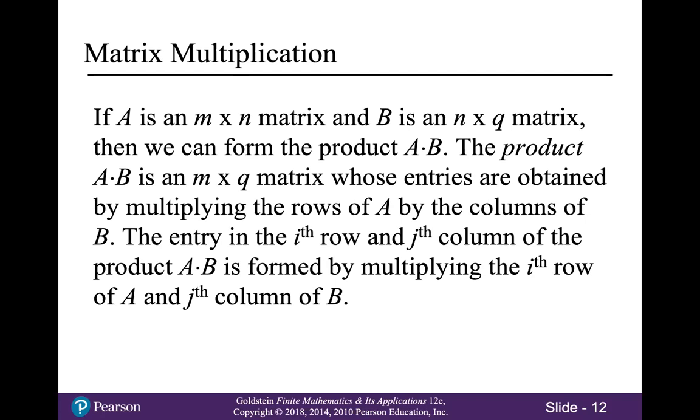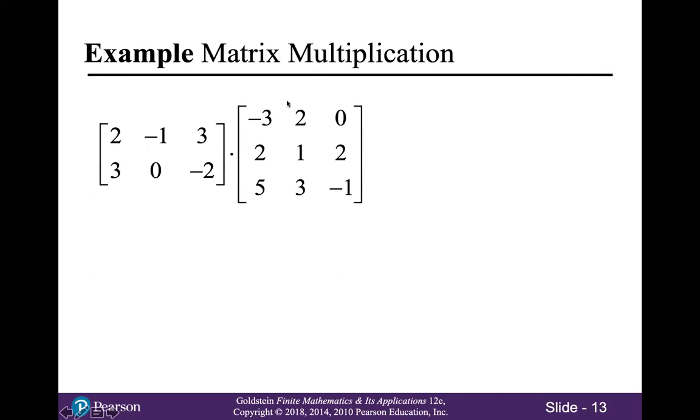The entry in the ith row and jth column of the product A times B is formed by multiplying the ith row of A and the jth column of B. All right, so I will illustrate that for you with this example. Let's go over to the tablet.